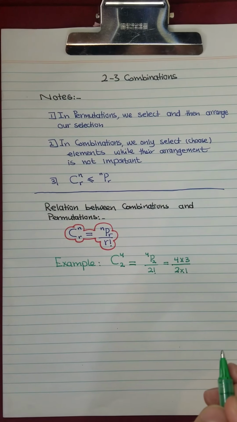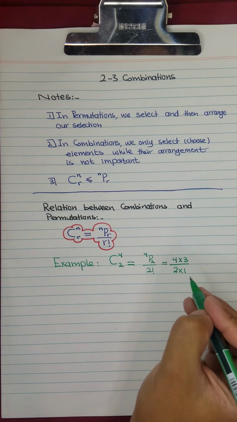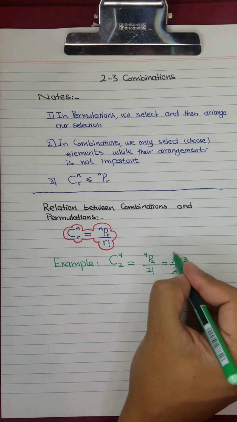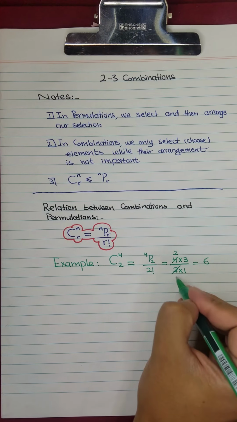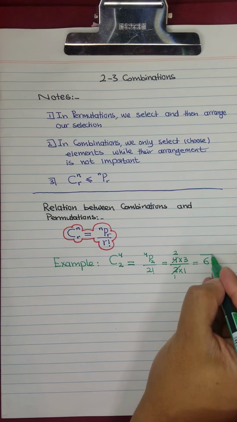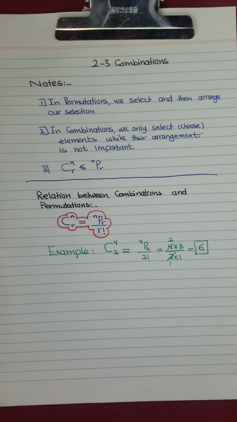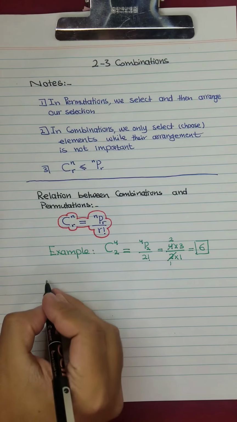Is this good so far? So this is going to be 2 times 1. And now what do we do? We cancel what is possible. So we can cancel the 2 with the 4. We get 2. So we get 2 times 3, which is 6 over 1, which is basically 6. So this is the same answer that we figured out before. But this time we actually calculated this by using the relationship between permutation and combination.